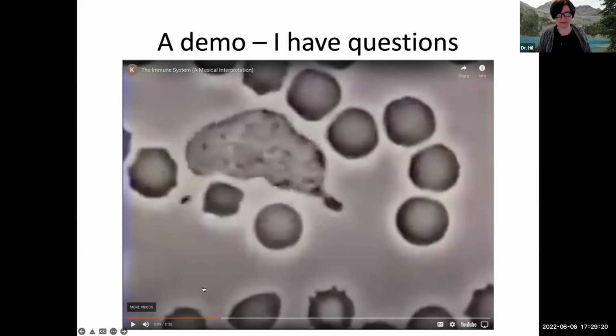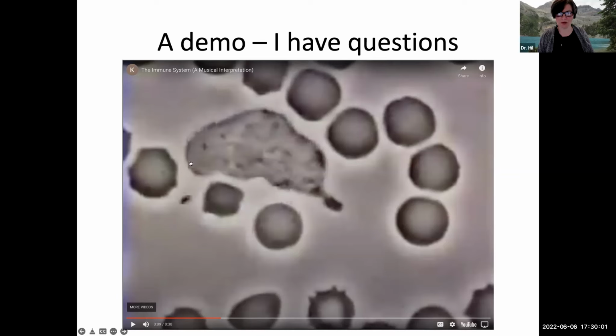Let me ask you some questions. First of all, where are we? Yeah, this is a blood sample. And all these round guys that are all over the place, what are these? That's right. Yeah, good guess. Those are red blood cells.